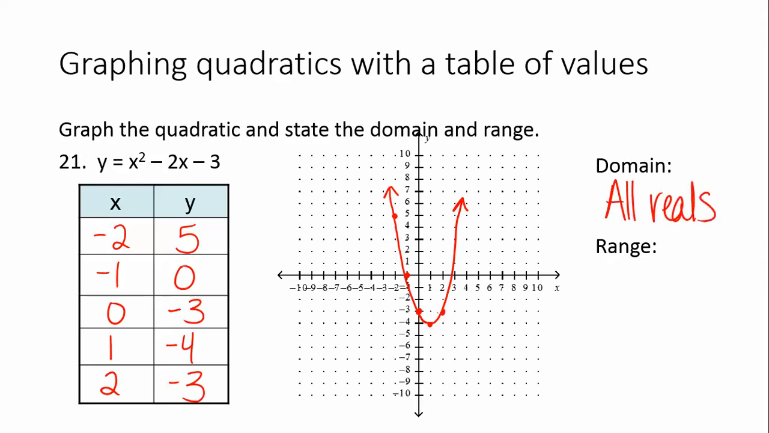And in looking for the range, we're focusing on the y value. It's either a maximum or a minimum. And here we have a minimum. We're down at negative 4, but we're talking about all the values that are greater than or equal to negative 4.